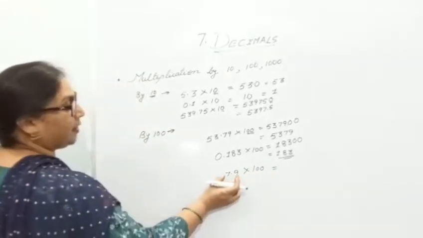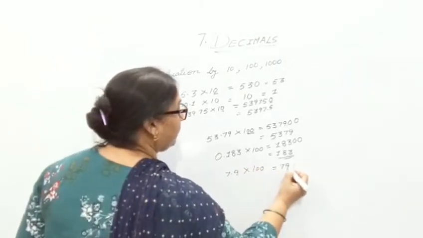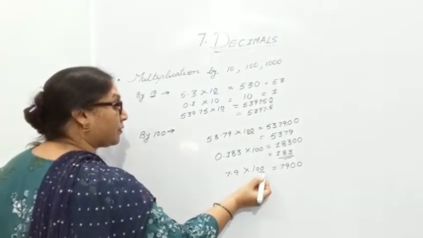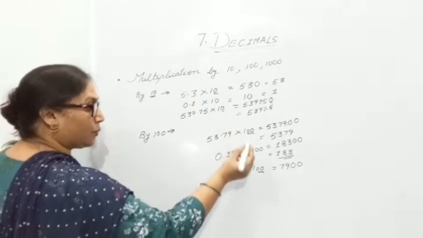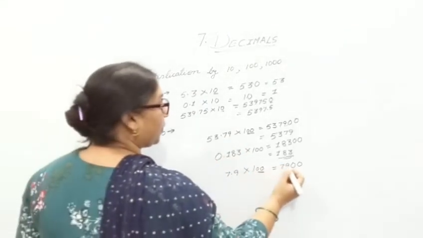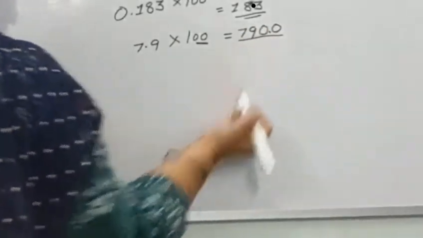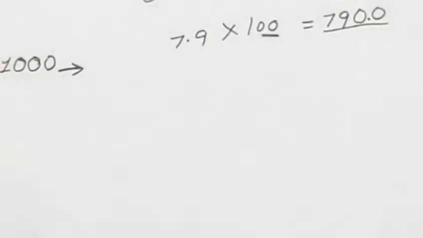Again, first take the number 79, multiply by 100, 79 followed by 2 zeros. Now, because the number of zeros is 2, the decimal point is shifted 2 places to the right. When you shift 2 places to the right, it becomes 790. Let's move on to the next, multiplication by 1000. Let's look at a few examples.